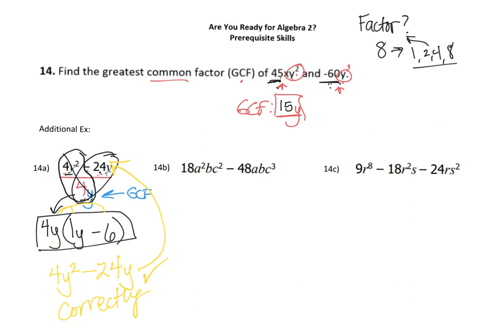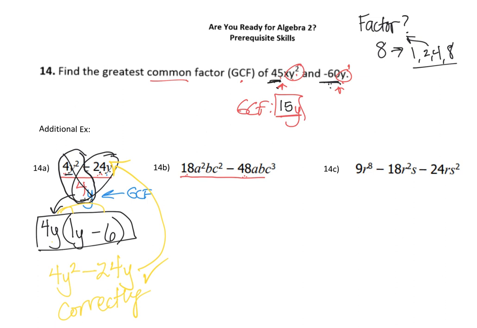Okay, moving on to 14b. We're going to factor, turning this back into a multiplication problem, 18a squared bc squared minus 48ab cubed. We start by drawing a line underneath, and I'm looking for the largest number that goes into 18 and 48. I would check, does my smaller number go into my larger number? 48 divided by 18, does that come out evenly? I get a decimal, so 18 is not the GCF. It does not go in evenly to 48.